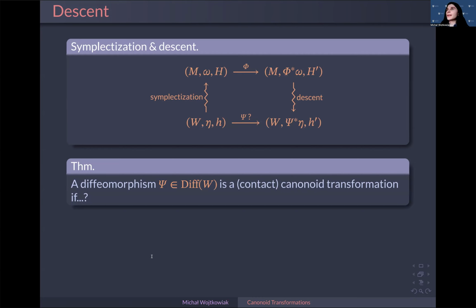In particular, I don't actually have it right now, but the idea is to go to the symplectization, find which transformations are canonoid after the descent, and then we can say something about all the classification theorems that we had on the symplectic manifold. We can translate them to contact manifolds. But for now, I think that's all I have prepared.